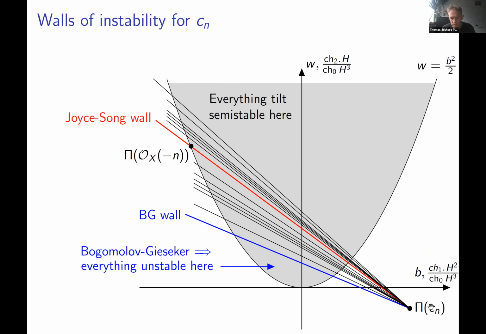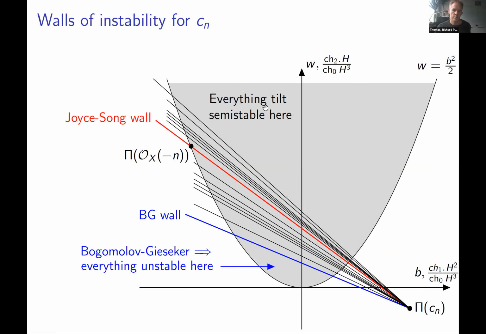So any wall of instability for it is a straight line going through this point. Then I have a finite number of walls. Then I have a special wall, which I'll come to in a second. Then I have another finite number of walls. And then I have something called the large volume chamber.